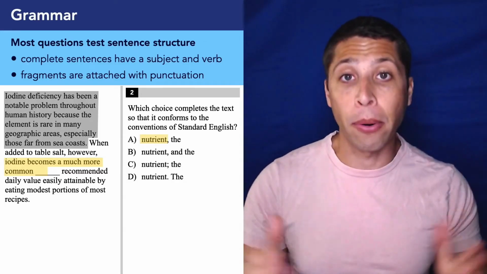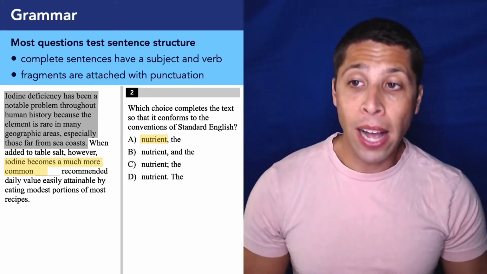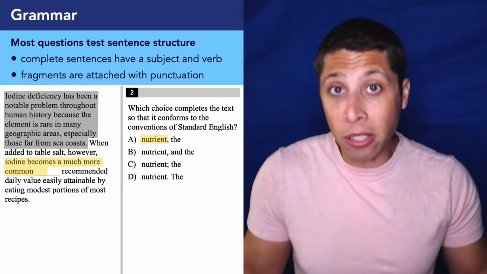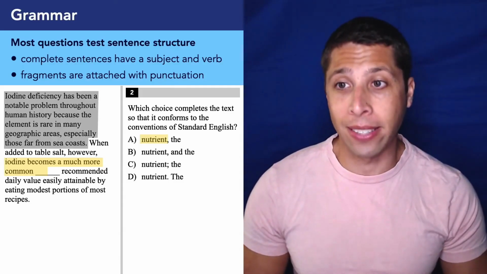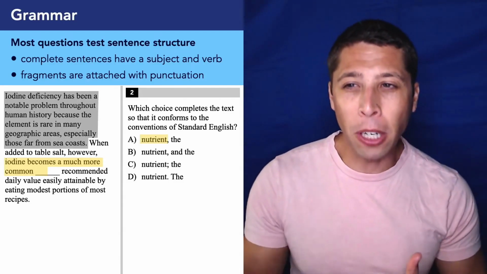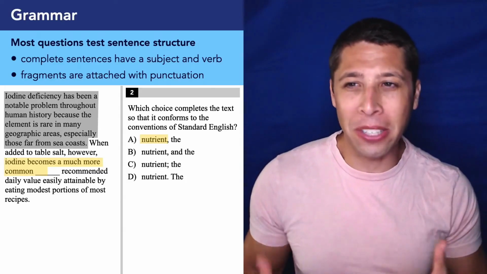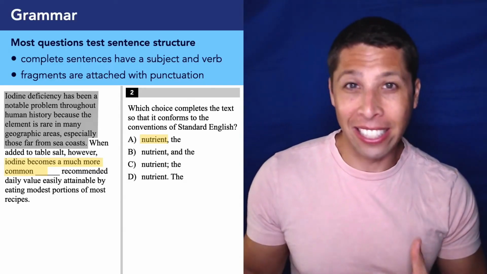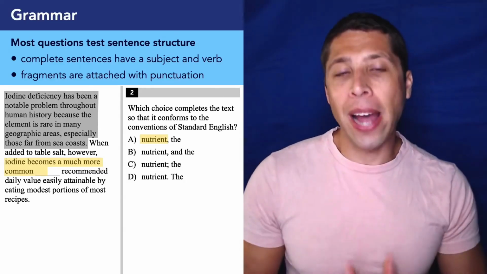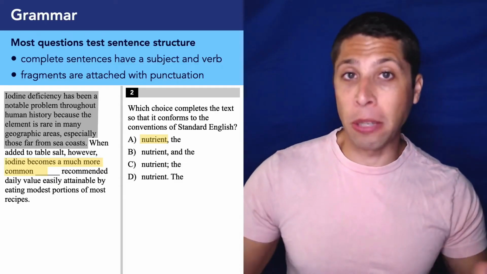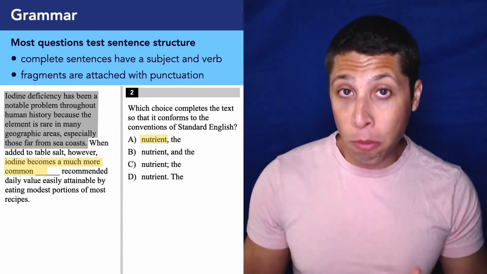That comma would separate out "the recommended daily value, easily attainable by eating modest portions of most recipes." Well, here some of you are probably going to have trouble knowing whether or not that's a sentence. Like, we definitely seem to have some verbs maybe, like attain, attainable, or eating. Are those verbs? And then what's the subject? Is it the daily value? So if you're thinking grammatically, you might have trouble here. But let's take a look at the answer choices. We can use some strategy to make better sense of this without having to rely too much on grammar.